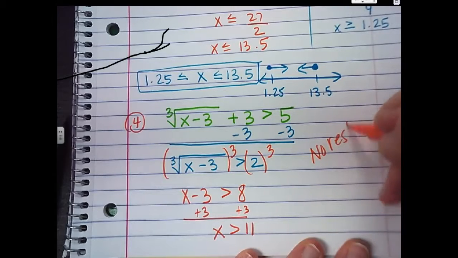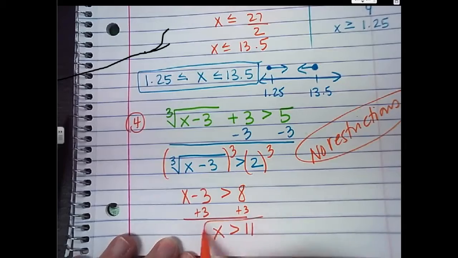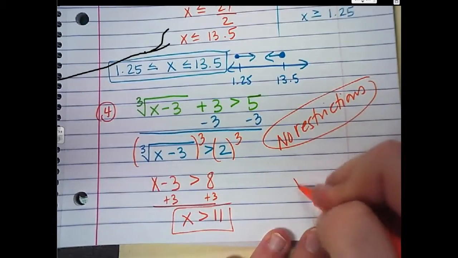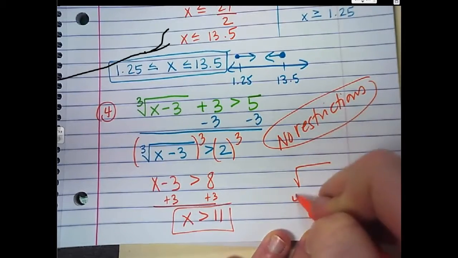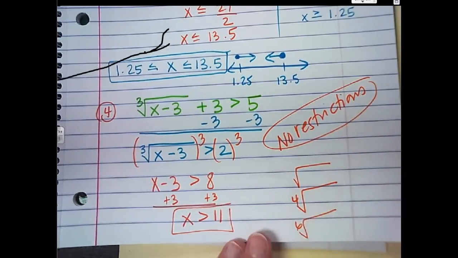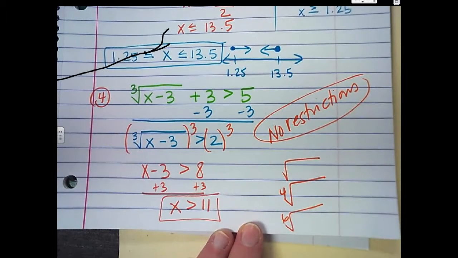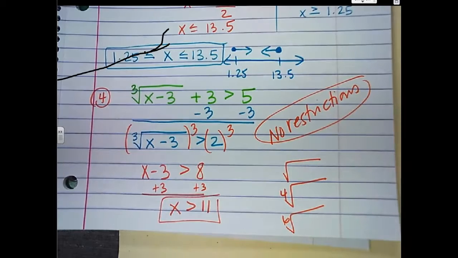There are no restrictions on a cube root, so you don't have to do that part, which is nice because that means that you're done. So for your restrictions, it's only for square root, fourth root, sixth root. Anytime you have an even root, you'll always have restrictions because we can't take the even root of a negative. Okay, let's do one more. Square root, fourth root. You probably won't do sixth root. That cube root, no restrictions.